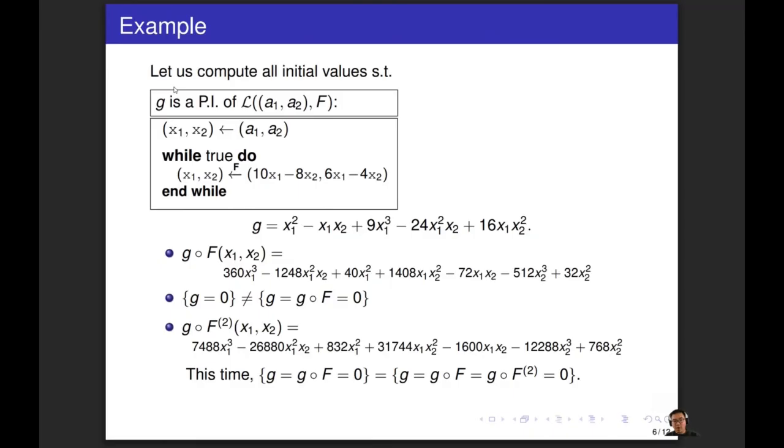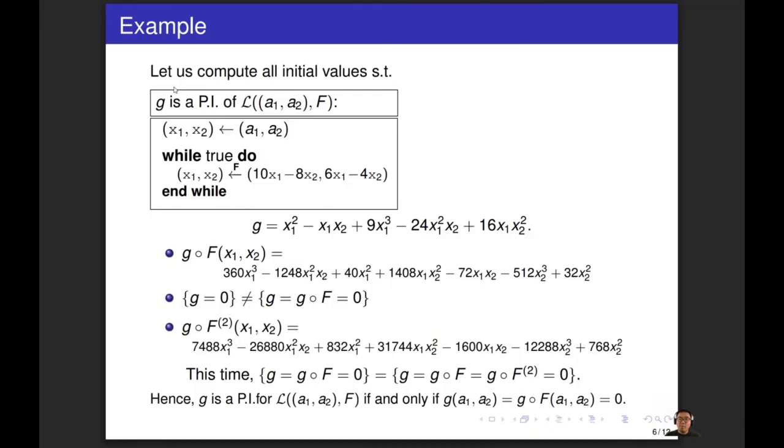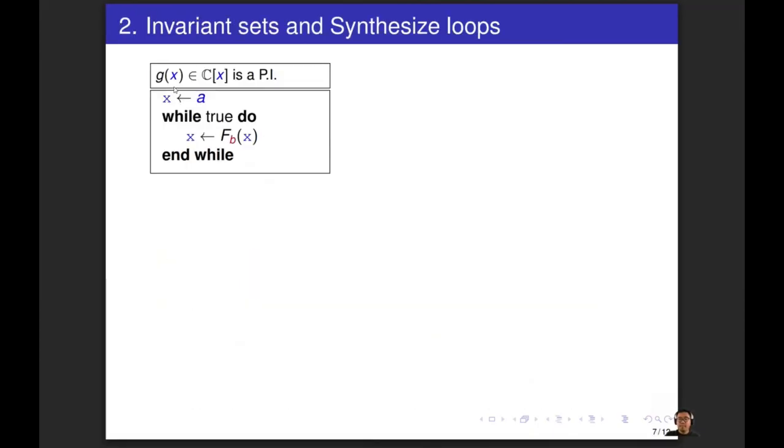Okay, that's why we need to check the next case. In the next case, we compute g of f of f of x. This time, these two sets are exactly the same. Therefore, our invariant set is defined by polynomials g and g of f. Moreover, g is the invariant of this loop if and only if the initial value a1, a2 is a common solution of polynomials g and g of f.